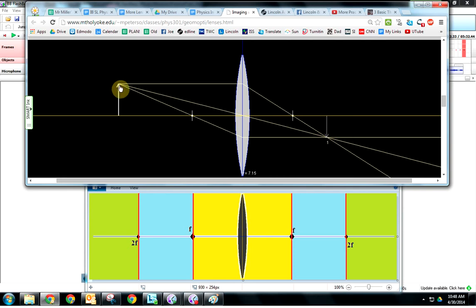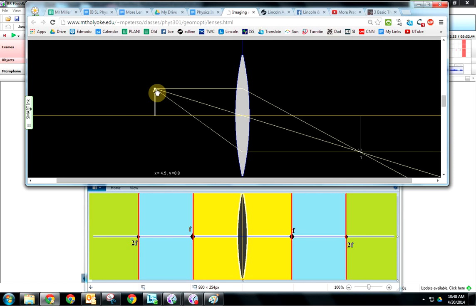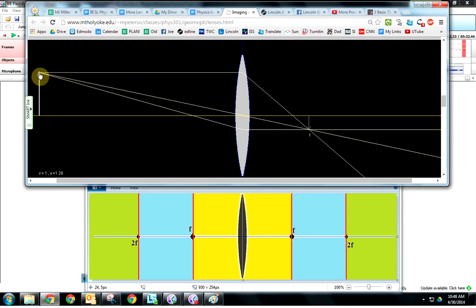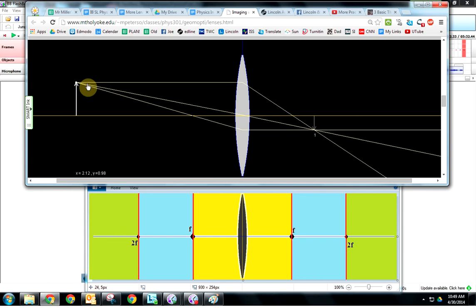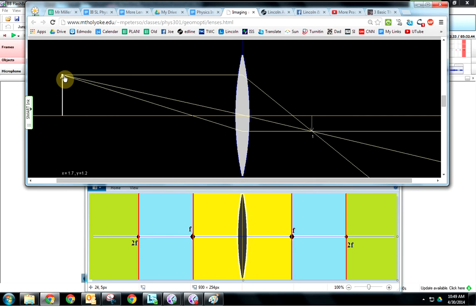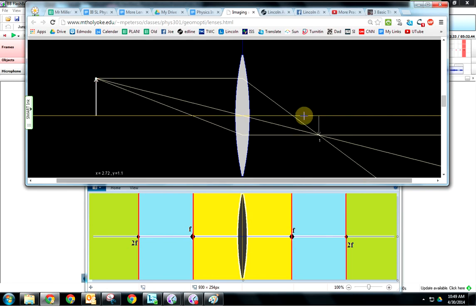As I move the candle, as I move the object, you can see that the image over on the right moves locations. And down here I'm showing a little pattern that will help us remember where these things happen. You'll notice right now I have the object placed outside of 2F, two times the focal length. This can be way out here, anywhere in this zone outside of 2F, I'm going to call far away. And if this is far away, then you can see that the image over here is close.